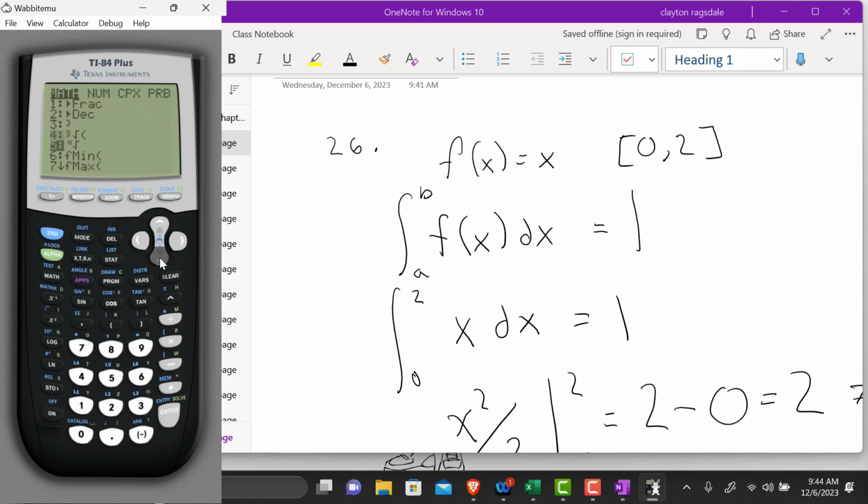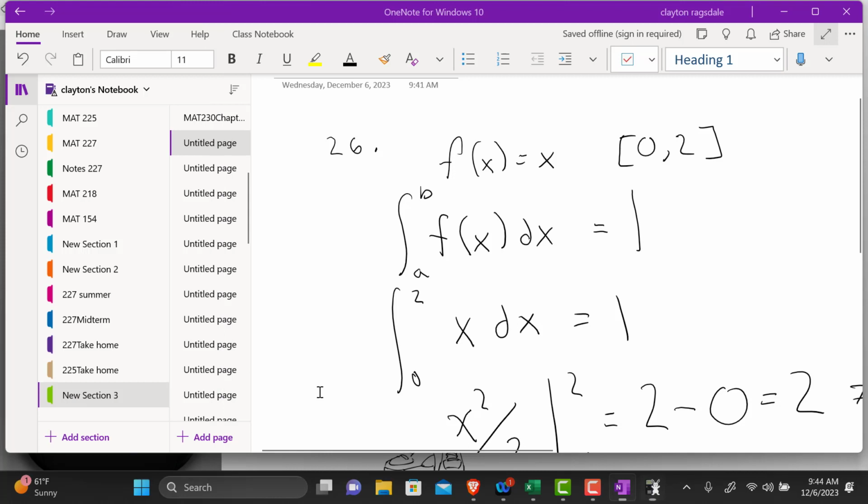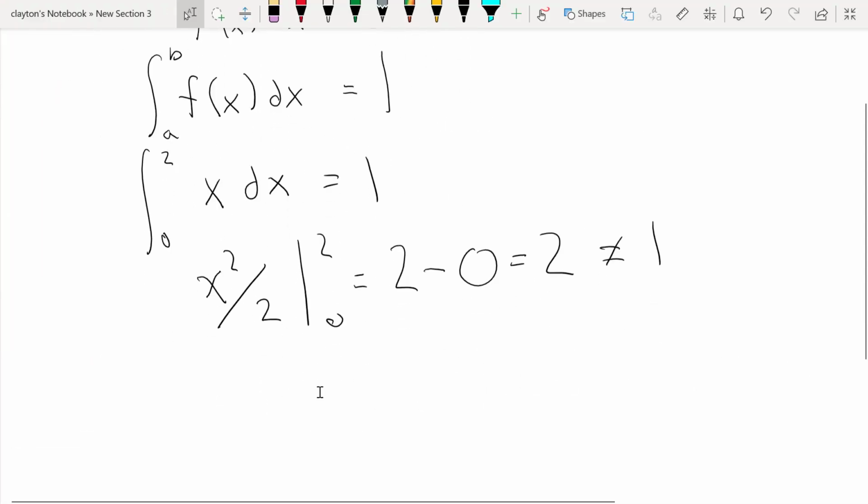Math, all the way down to fn or function integral. We have 0, push the up arrow, we got 2. Side arrow, we want to get the x, and then we want to integrate this with respect to dx. And that should give us, yep, same thing, 2. And again, we need to know the definition here that we're looking for it to be equal to 1. So we know that this is not a valid probability distribution, or PDF.